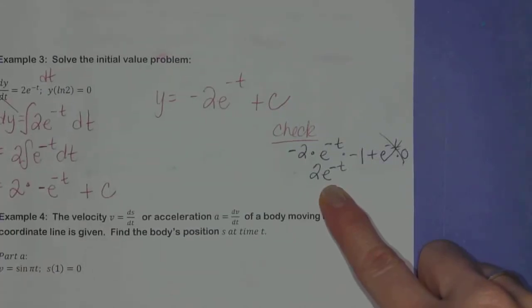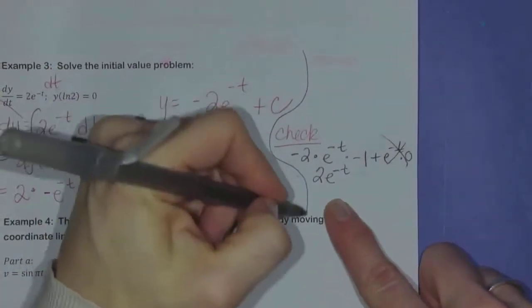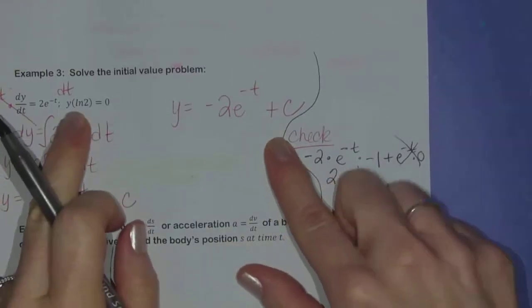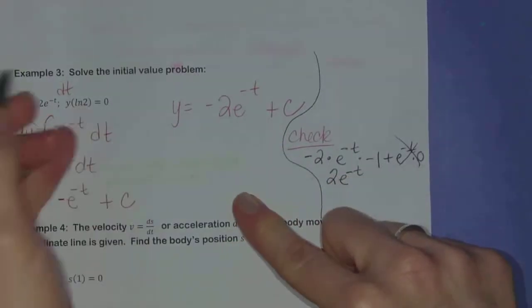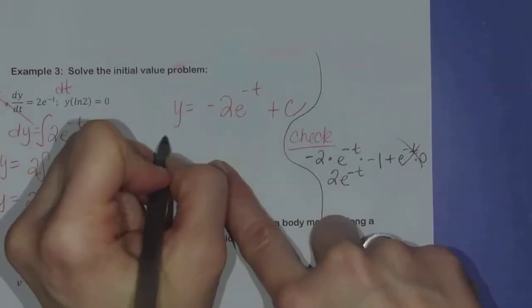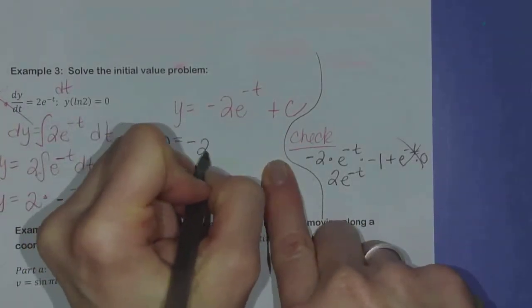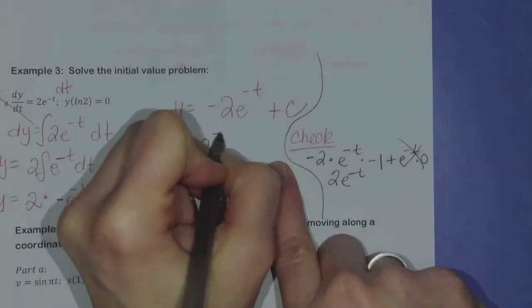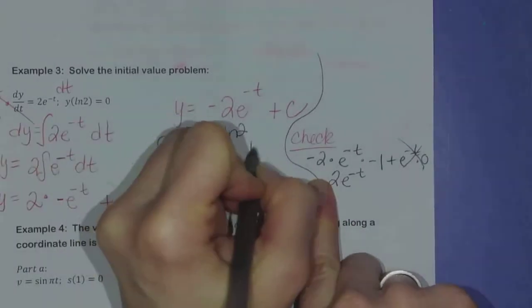So we're good. Okay, now all we have to do to finish it is plug in our value here. So when t is the natural log of 2, y is 0. So 0 equals negative 2e to the negative natural log of 2 plus c.